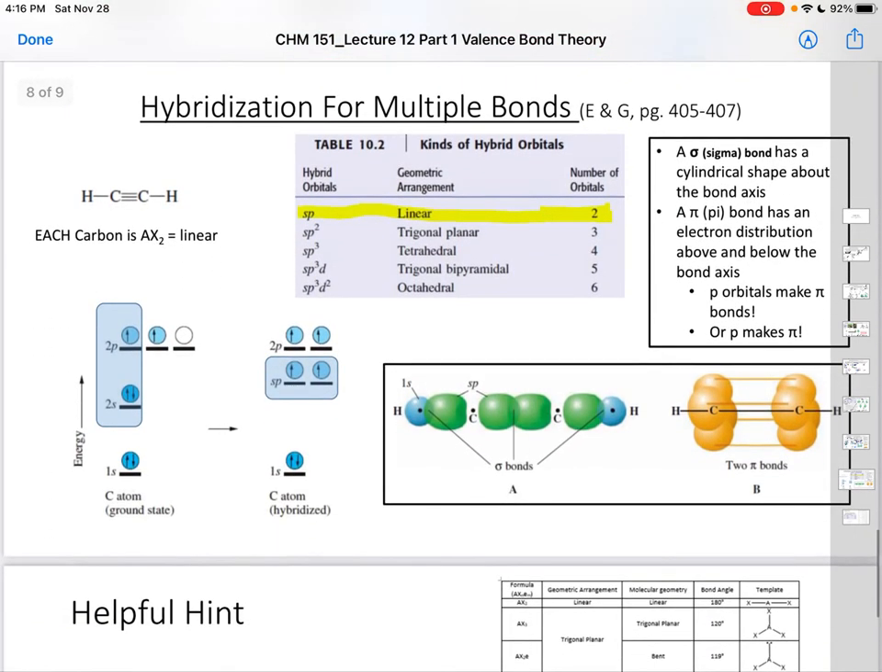So you can do that for not only a double bond, but you can do that for a triple bond as well. And this is C2H2.